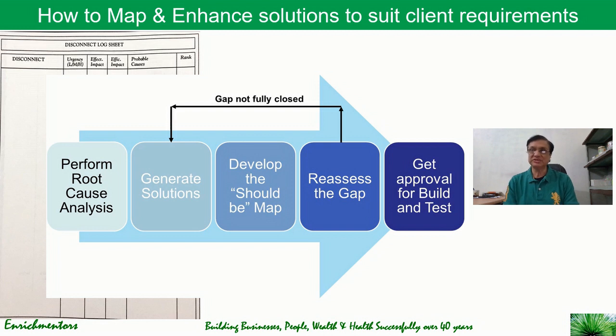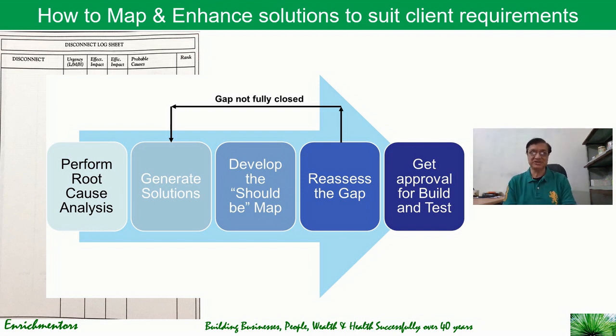Third thing we do is, when we generate solutions, we develop a should-be map: what should the process look like if we implement the chosen solutions after having generated them? And once we develop the should-be map, we reassess the gap. Now, 2 things can happen. If we reassess the gap, the not so desirable thing, which happens most of the time, is that the gap is not fully closed. It's partially closed. What we do in that case is go back and generate more solutions, and that is called enhancing the solution.